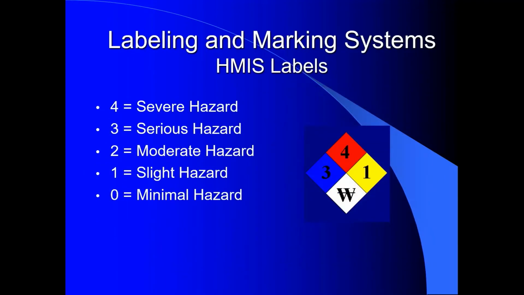Labeling and marking systems, HMIS labels. So we have the same system as the NFPA. 4 equals severe hazard, 3 serious hazard, 2 moderate hazard, 1 slight hazard, and 0 minimal hazard. So we have here a 3 for the blue, which would be a serious health hazard.